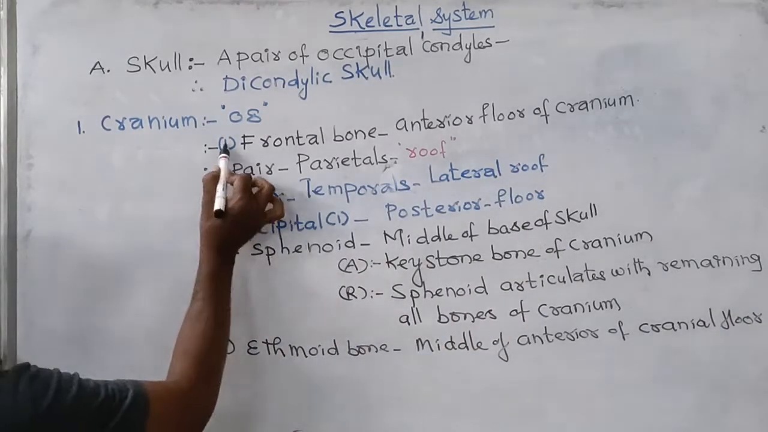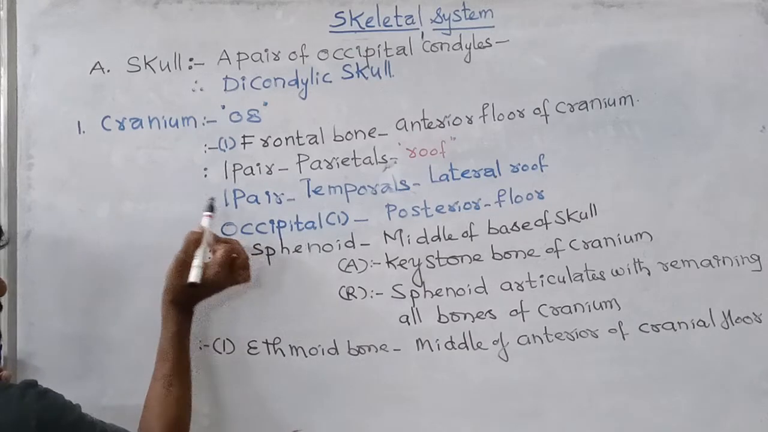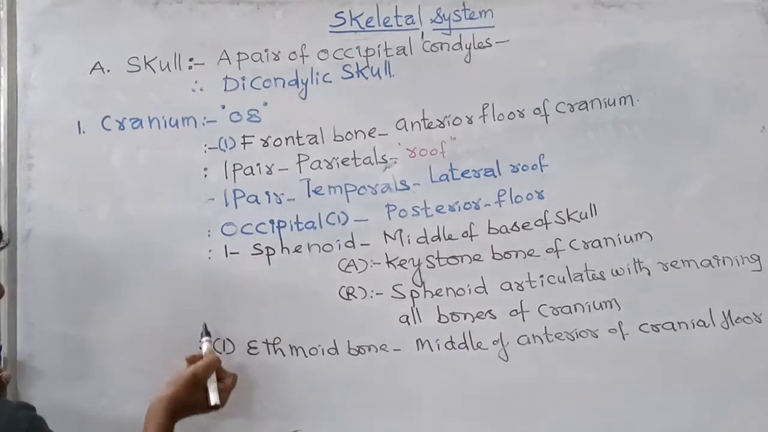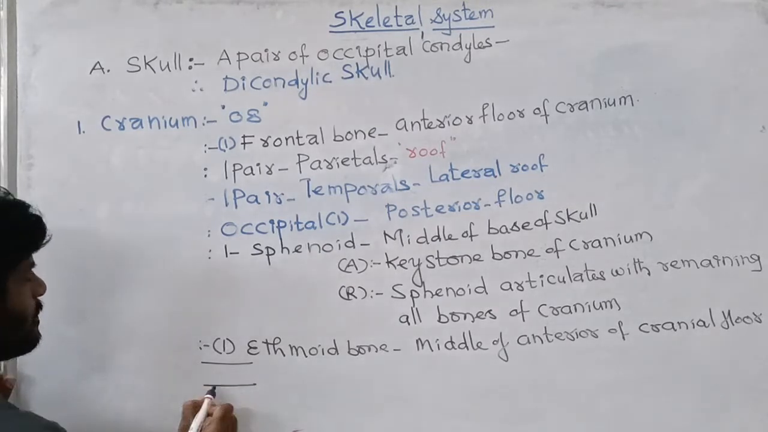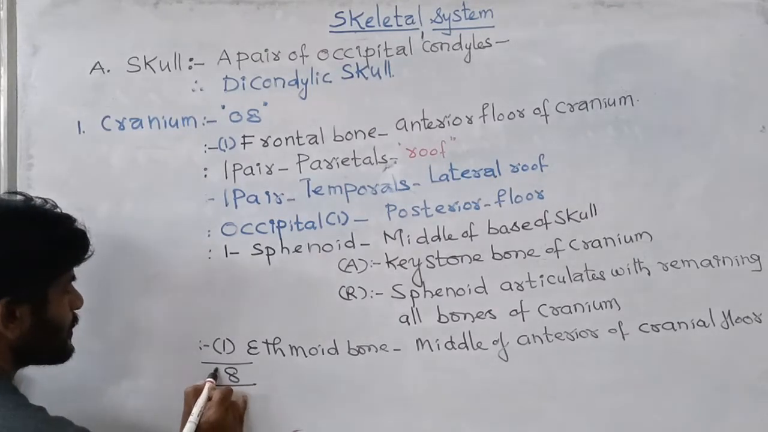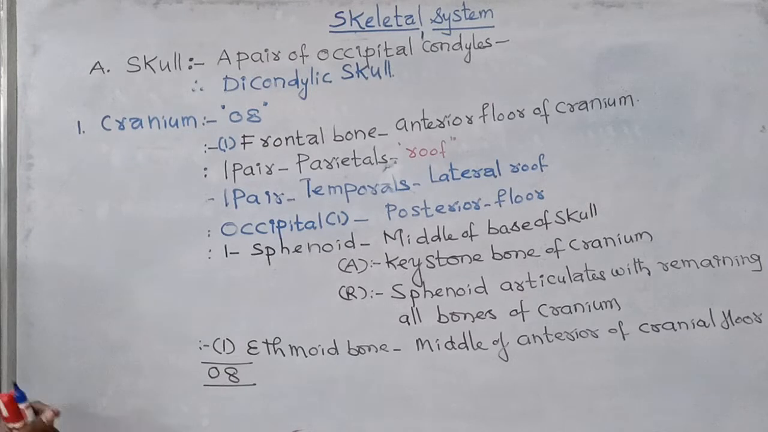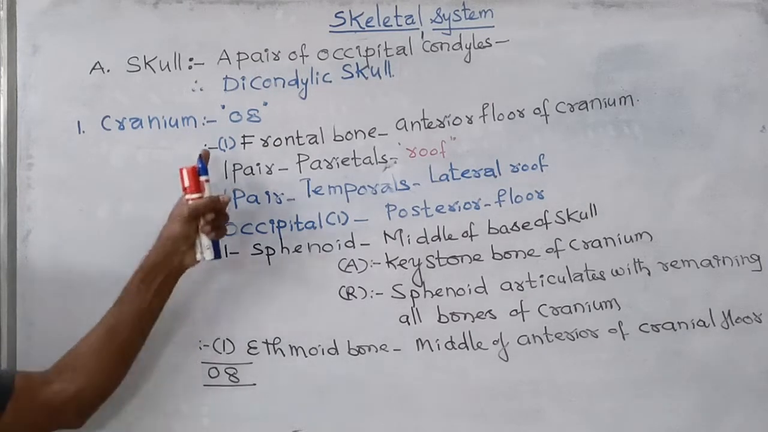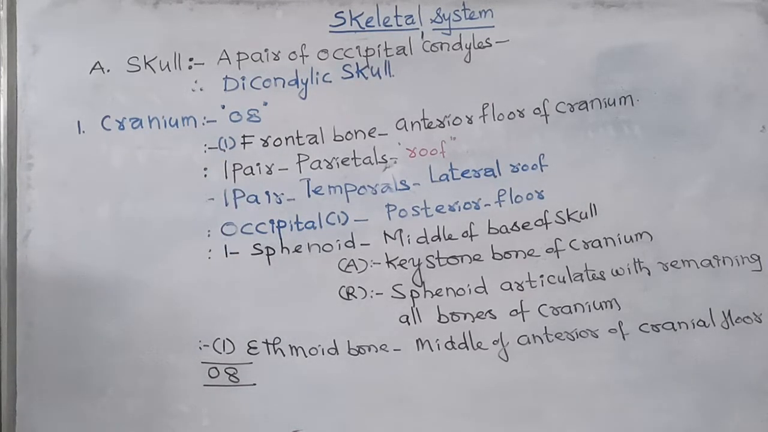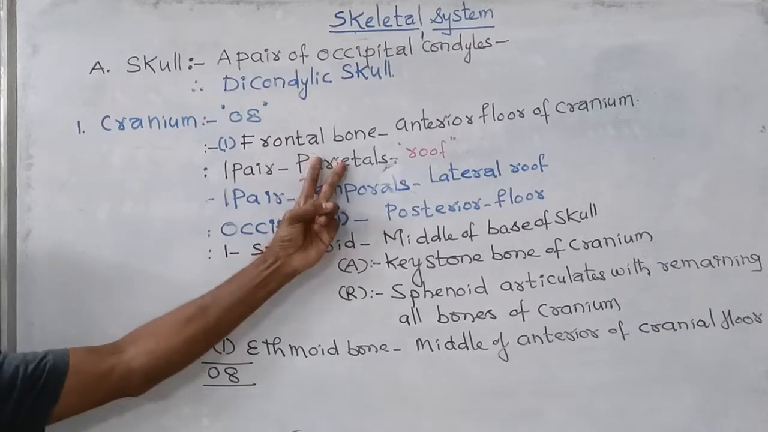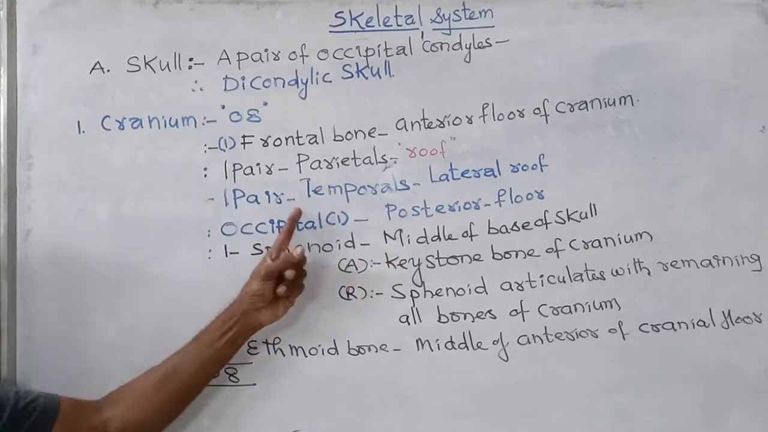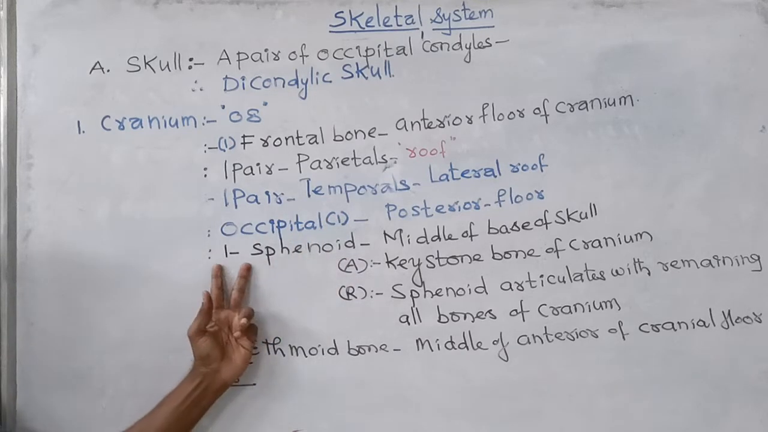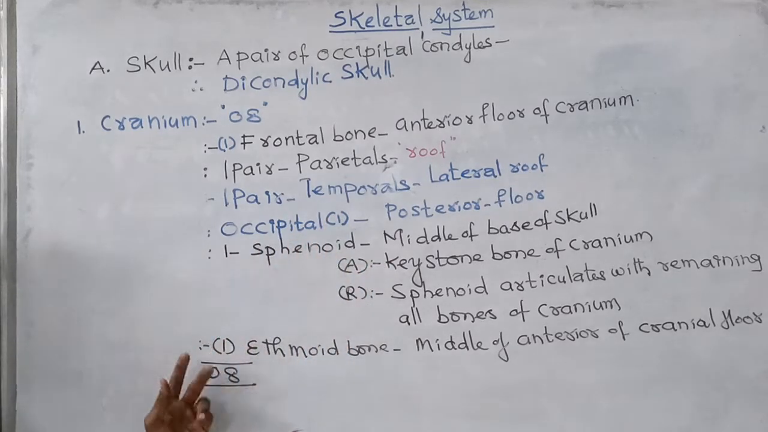So 1 plus 2 is 3, plus 2 is 5, 6, 7, 8. The total number of bones in the cranium of man is 8: 1 frontal, a pair of parietals, a pair of temporals, a single occipital bone, the sphenoid bone, and the ethmoid bone.